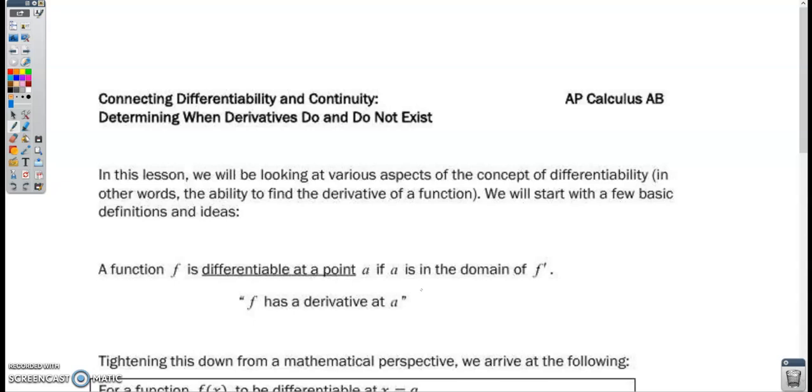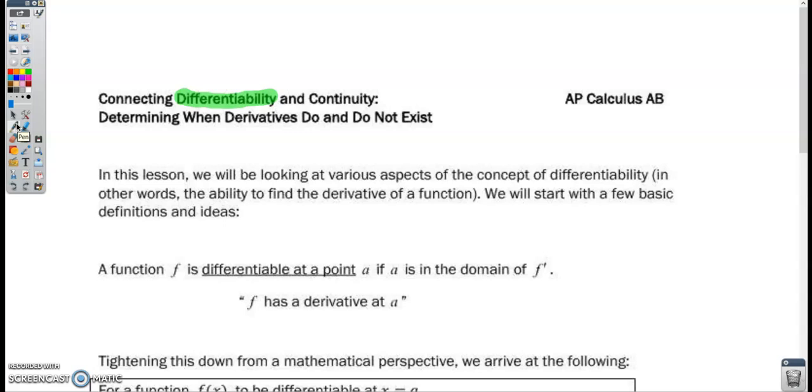Alright everybody, welcome back. In this video we're going to discuss information from section 4 of Unit 2 of AP Calculus, connecting differentiability and continuity, determining when derivatives do and do not exist. Okay, so first, we're talking about this new idea of differentiability. We already should know what continuity is, but we're talking about this new idea of differentiability.